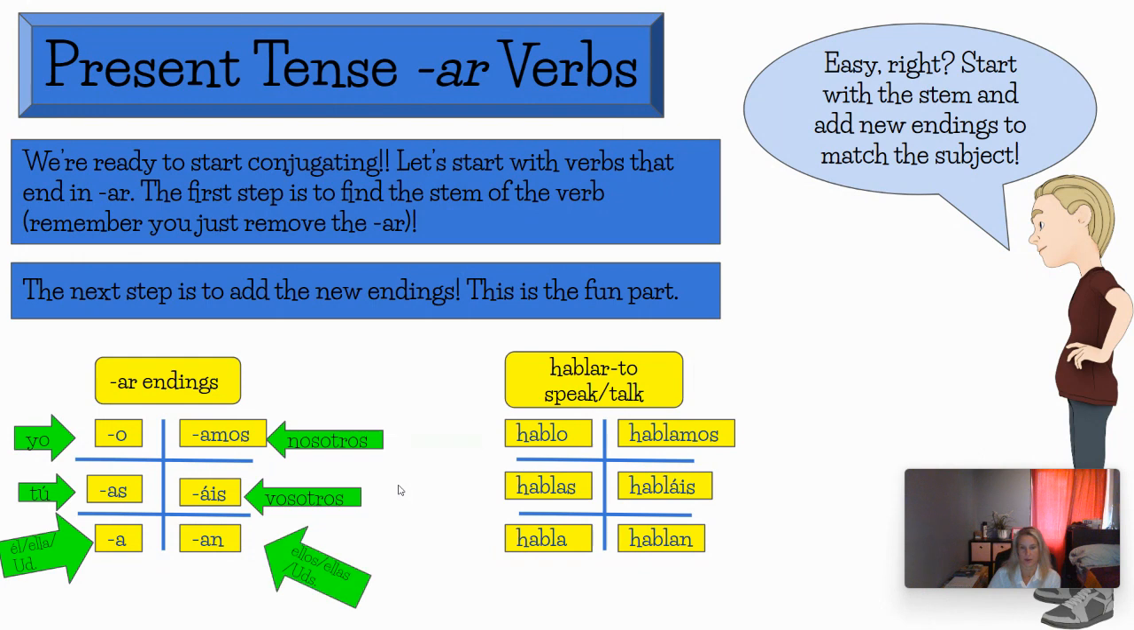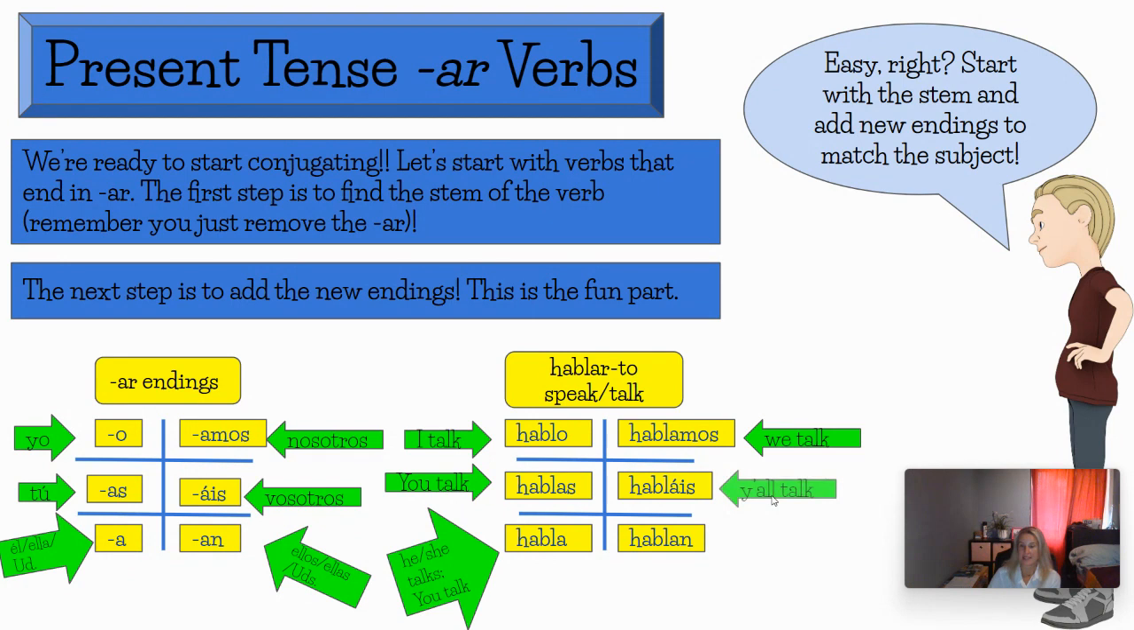I speak or I talk. Hablas is you talk or you speak. He, she, or you formal talk is habla. Hablamos, we talk. Habláis, you all talk. And then hablan, they talk or you all talk.